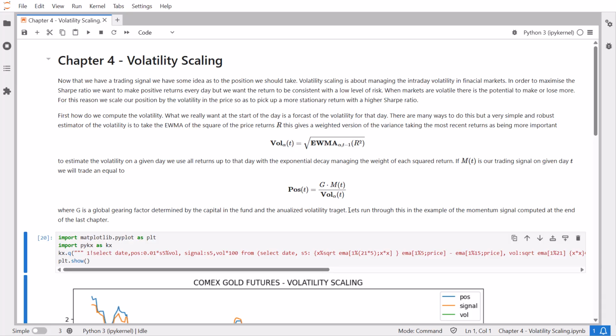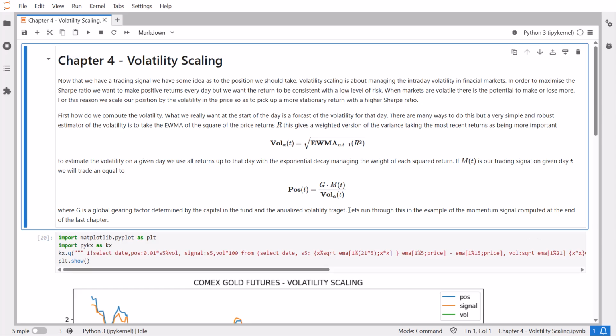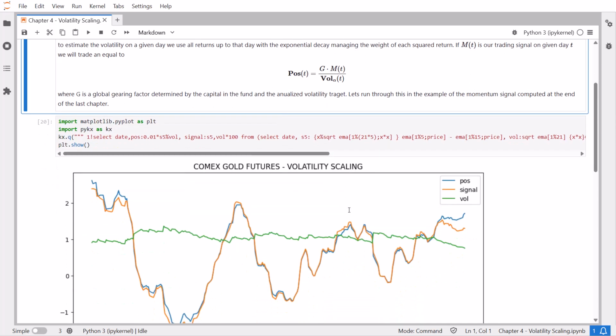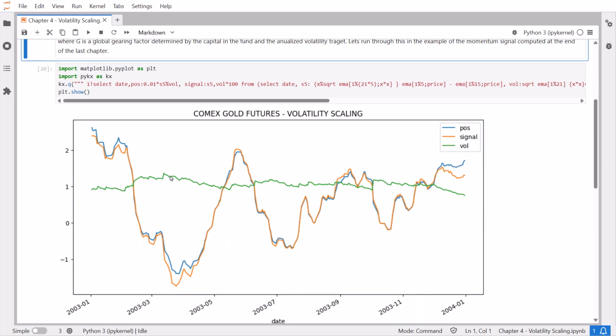Let's run through an example of the momentum signal computed at the end of the last chapter. So I'm going to take the momentum signal we had at the end of the last chapter, and we're going to scale our position based on the volatility. So here I have the volatility plotted in the green line. I've scaled this up just to give you a better picture. There is the signal, which is the momentum signal for our gold contract, which was this orange line.